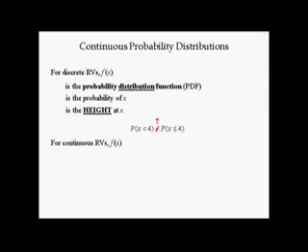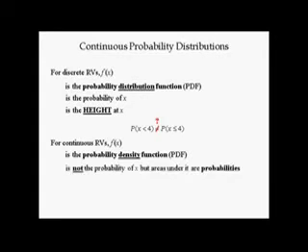In Chapter 6, x is a continuous random variable. The volume of gasoline sold by the gas station is an example of a continuous random variable. As a result, f of x is a probability density function, a PDF. F of x is no longer the probability of x, but areas under f's graph represent probabilities. F of x is the height of the distribution at x.